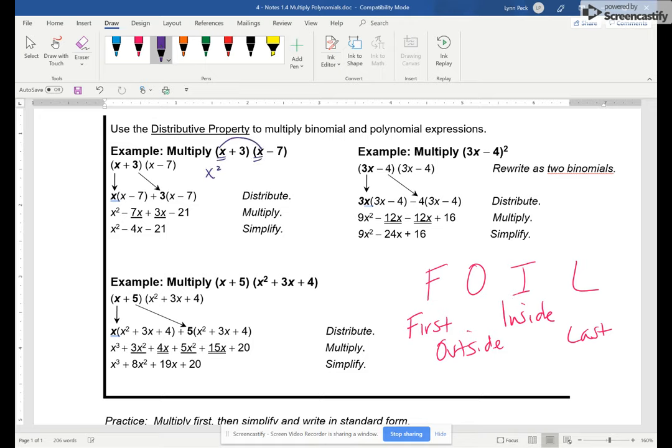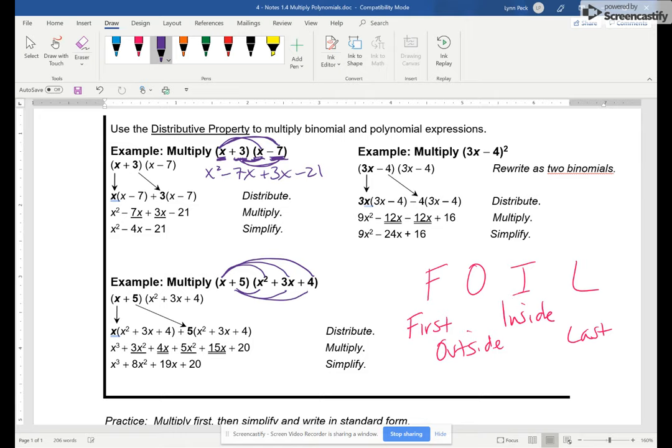You get x squared. Then the outside terms would be the x and the negative 7. So when you multiply those and distribute that x all the way through, you get negative 7x. And then the inside terms would be this positive 3 and the x. I'd get positive 3x. And then the last terms would be the 3 and the 7, the two last terms. So we get negative 21. So basically, it just makes sure that every single part of the first got multiplied by every part of the second. Same thing would be true in this second example where we took the x all the way through and then the 5 all the way through.